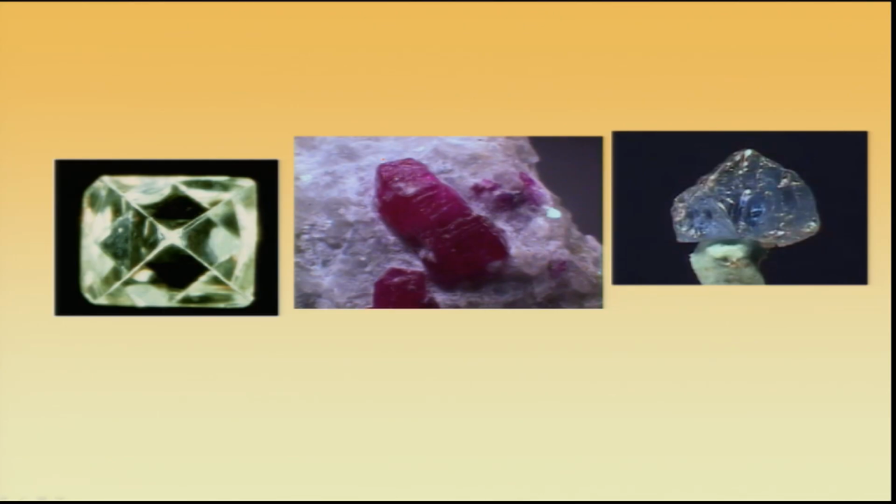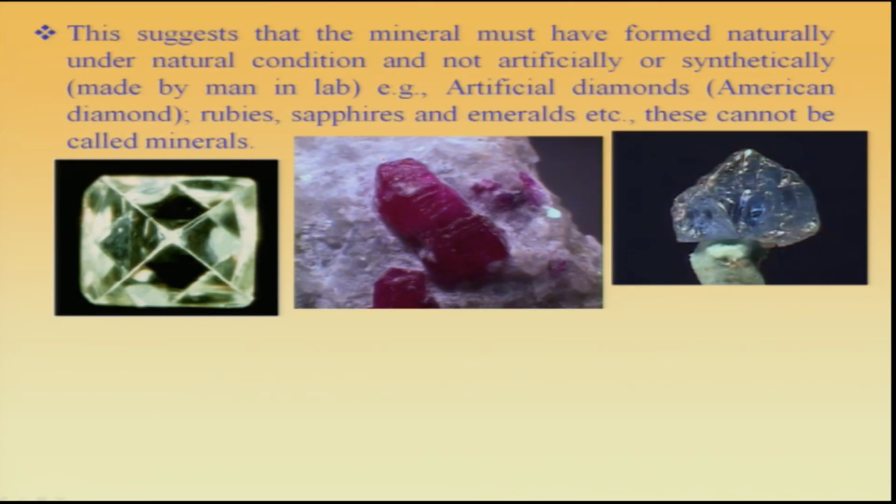For example, these are some pictures of diamond, ruby, and quartz. This suggests that a mineral must have formed naturally under natural conditions and not artificially. Of course, in the market we have some artificial stones which mimic similar structures, but they are not the real ones. For example, the artificial diamonds which we call American diamonds, and artificial rubies, sapphires or emeralds cannot be considered minerals if they are artificially formed.